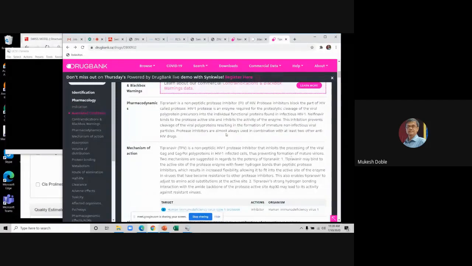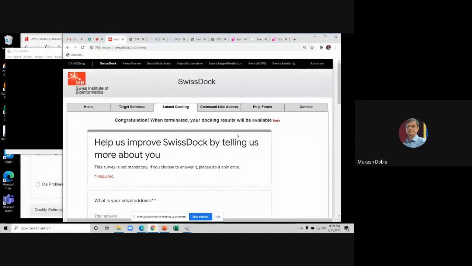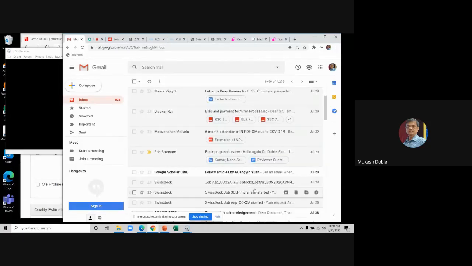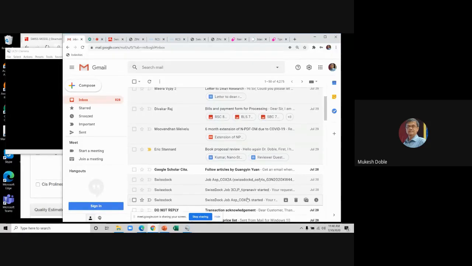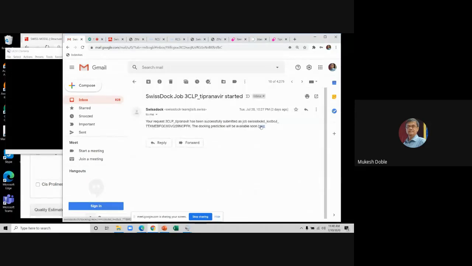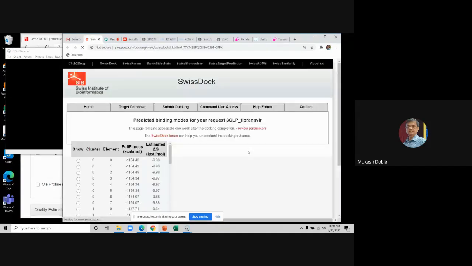So tripinavir is a non-peptide HIV protease inhibitor. Okay, so we will go to again. Okay, so it has gone, and it will take a few hours. I had done it some time back, so we will have a look at that result. Yeah, so this result. So here, docking prediction area will be here.